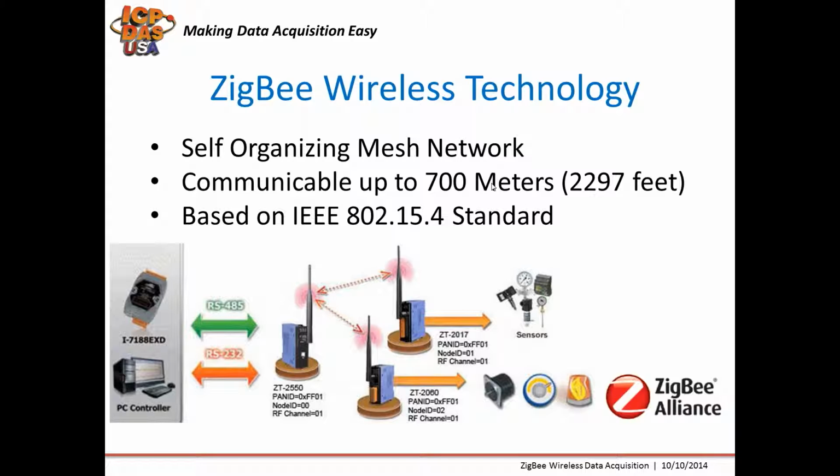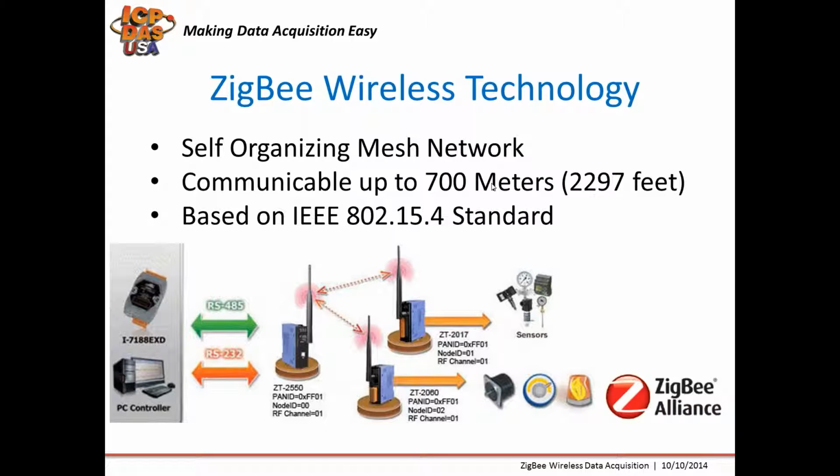ZigBee is a wireless specification based on the IEEE 802.15.4 standard that operates over the 2.4 GHz band and was designed for creating networks with low data rates and uses small, low-powered radios. It's a general-purpose, self-organizing mesh network for industrial control, data collection, building automation, and security systems.